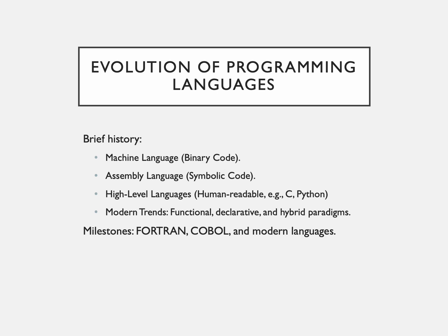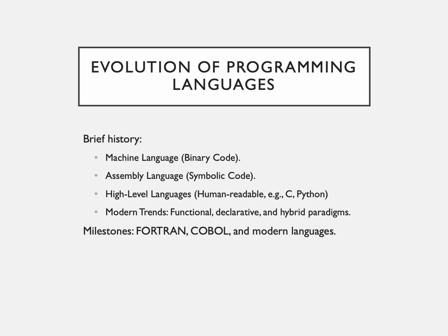Then we had assembly language, like symbolic code. To simplify programming, assembly languages were introduced. These are symbolic representations of machine code using mnemonics instead of binary numbers. For example, instead of writing 0101, programmers could use commands like add or sub. Assemblers converted these symbolic codes into machine readable instructions, marking a significant leap in usability.